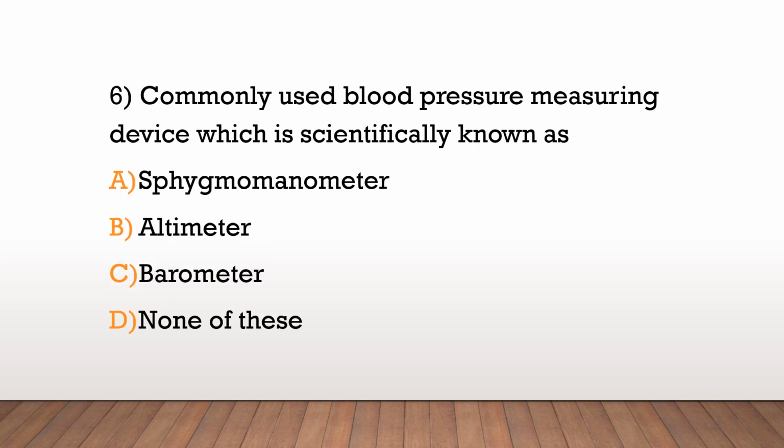The sixth question is commonly used blood pressure measuring device which is scientifically known as A. Sphygmomanometer, B. Altimeter, C. Barometer, or D. None of these. This everybody will be knowing. It is A. Sphygmomanometer. Altimeter is used to measure the height of any object. C. Barometer is used to measure the atmospheric pressure as we seen last time.